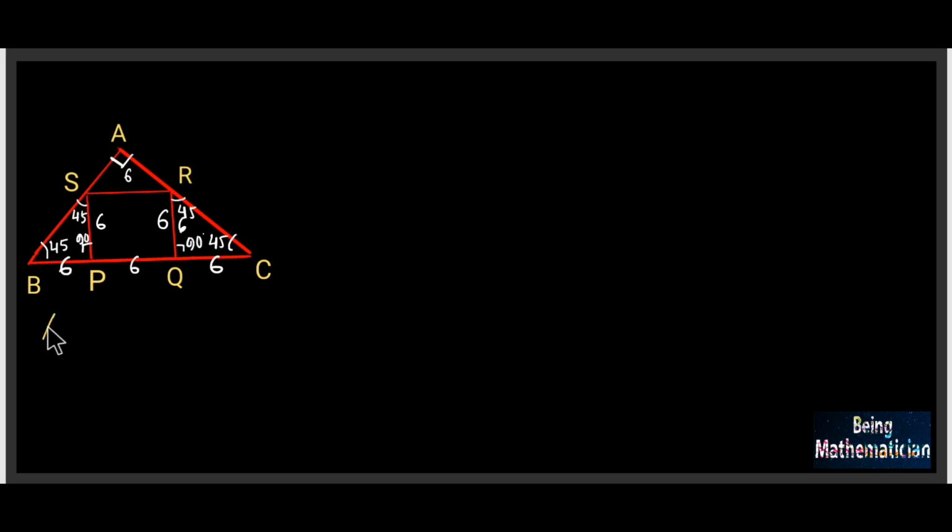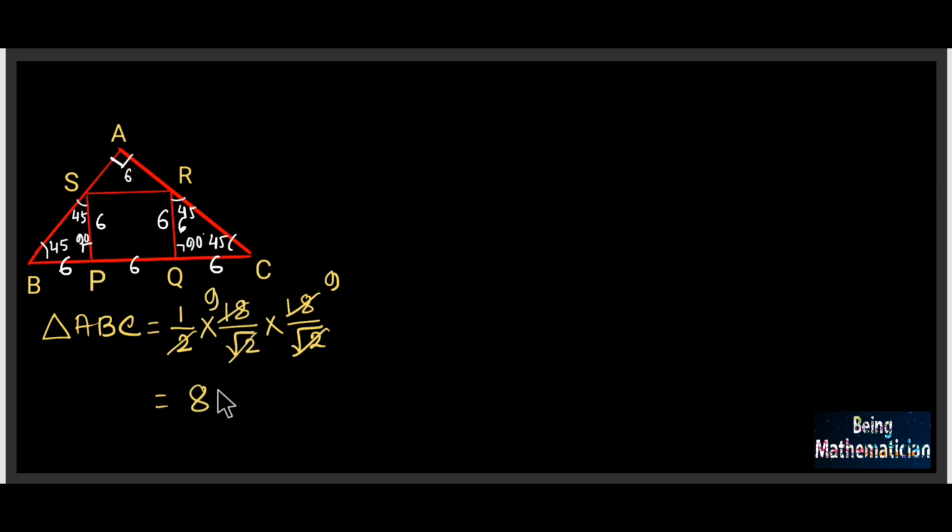So finally the area of the triangle ABC is 1 by 2 into 18 by root 2 into 18 by root 2. So it is 2 9s are 18 and root 2 is 9. So it must be 81 centimeter square. So the area of triangle ABC is 81. So it is our answer.